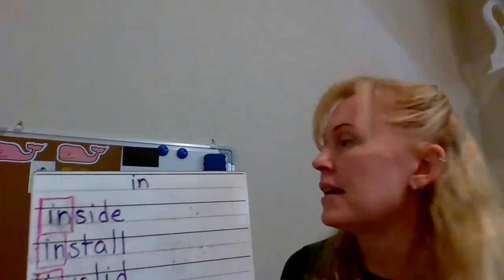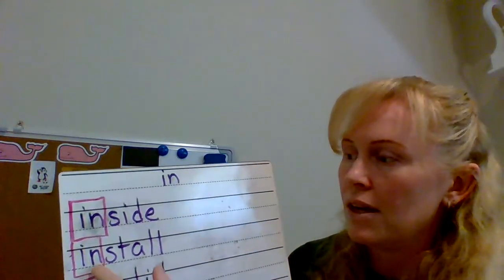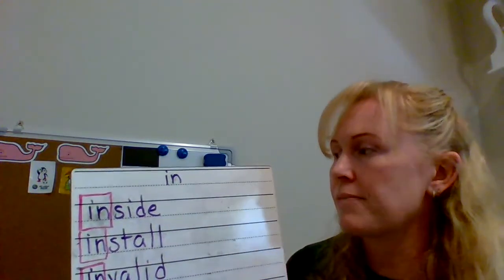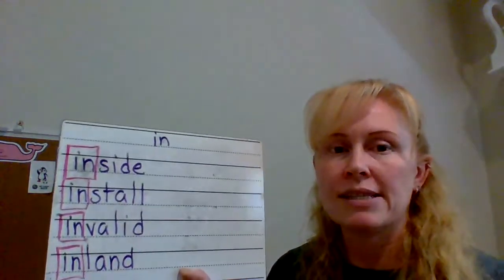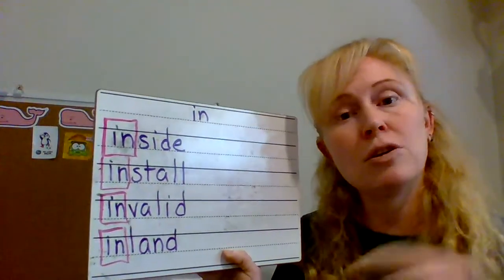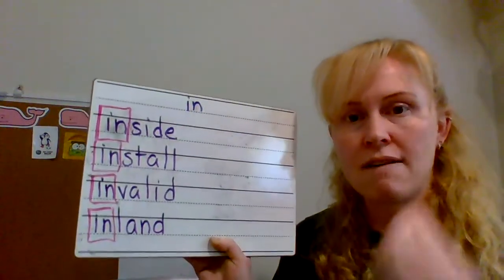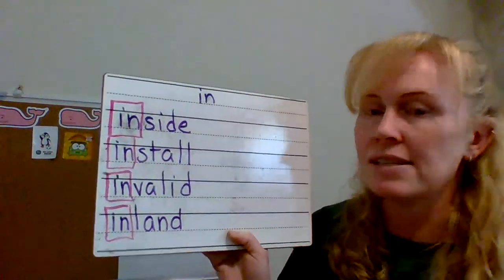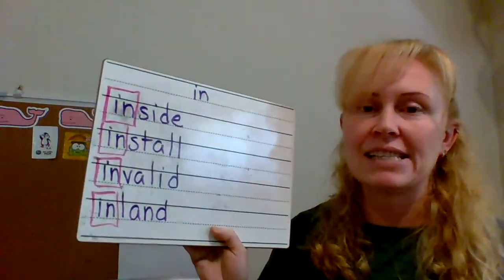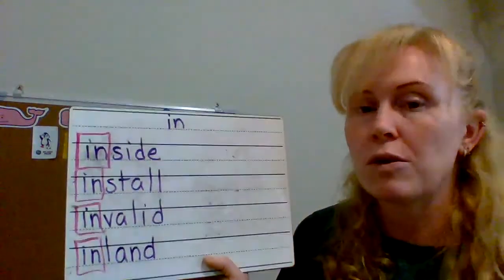So in means in or not. Okay, inside, install, invalid, inland. Okay, so if you're inside, you are in something. If you're installing something, like installing on a computer, you put it in. If it's invalid, this is one where it means not valid. Okay, and inland means it's not on the coast. It's inland. It's inside the land. Okay? So that's your vocabulary that goes with your prefixes.